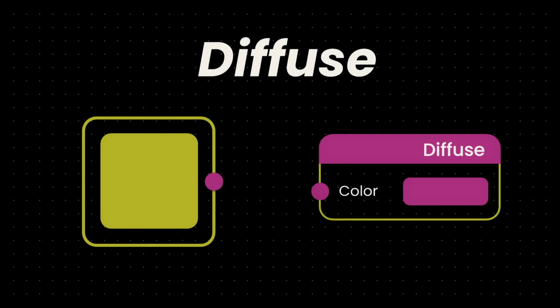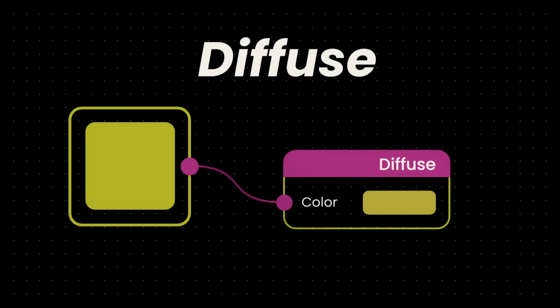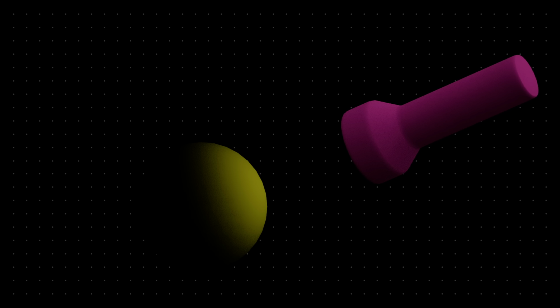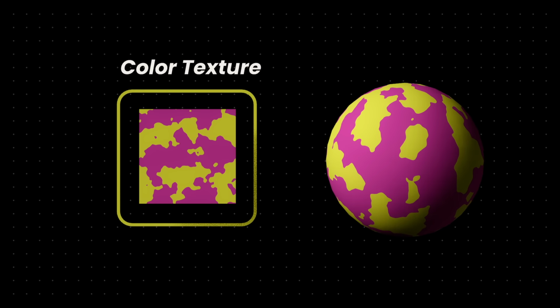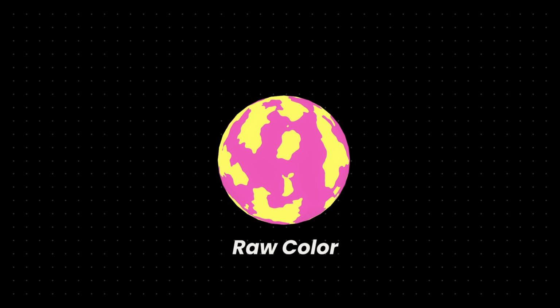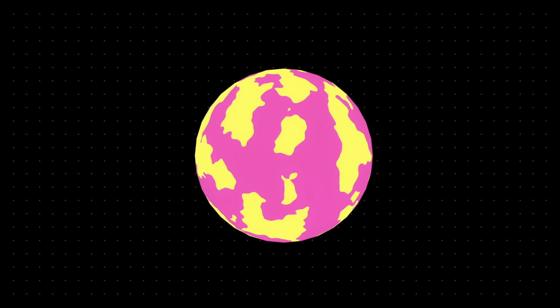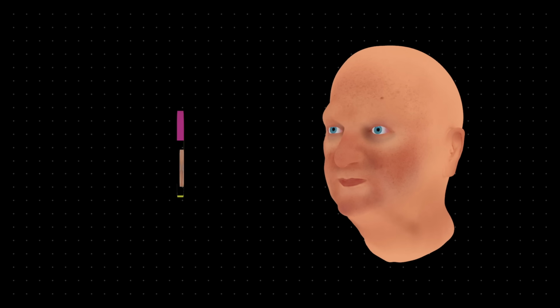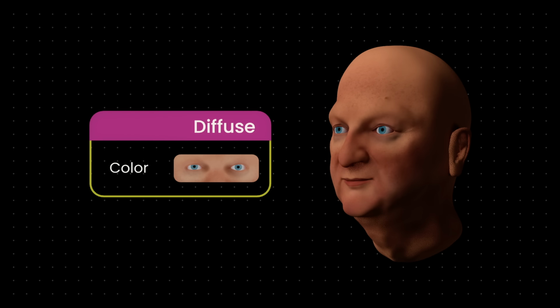Let's look at some of the most used shaders in 3D. Diffuse shader. A diffuse shader takes a color input and calculates how that color looks under lighting. Think of it like pointing a flashlight at a sphere, and the diffuse shader decides which parts should be bright and which parts should be dark. If you plug in a color texture, it's usually an albedo map. An albedo means the raw color of a surface with no lighting applied. Imagine looking at a face with no lighting or shadows, just pure color. It would kinda look like this. If you plug this into a diffuse shader, we'll get light and shadows.